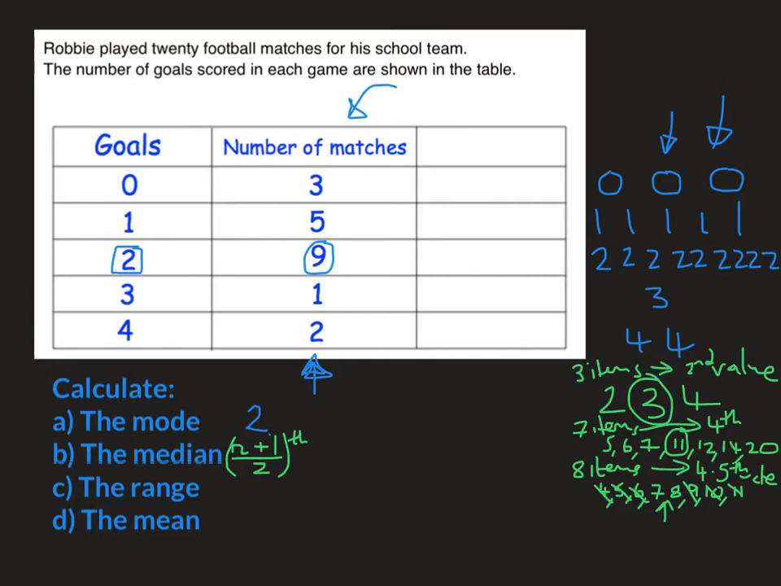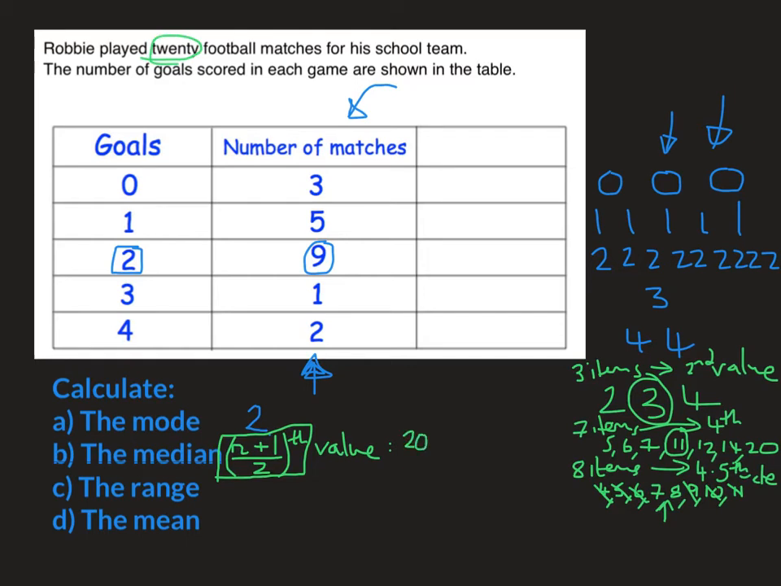If I had 121 items, add 1 to get 122, halve it, 61, so it'll be the 61st value when they're all in order. So this is a really useful formula to have, and we're going to use it. It's n plus 1 over 2 value, which is a horrible way of saying it, but that's just what it is.